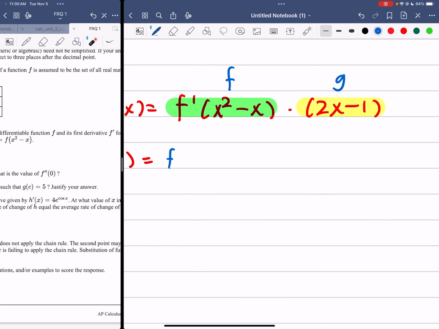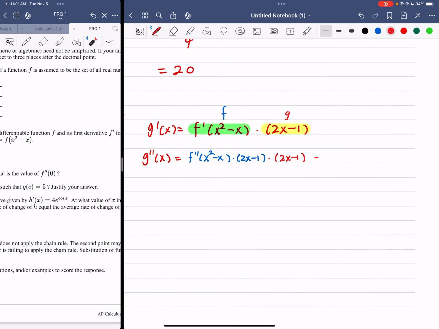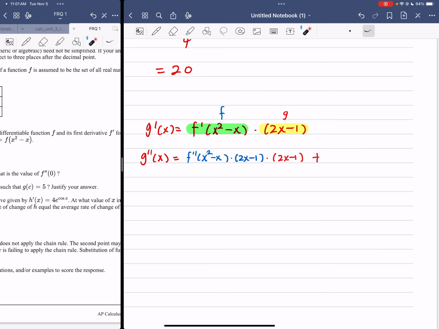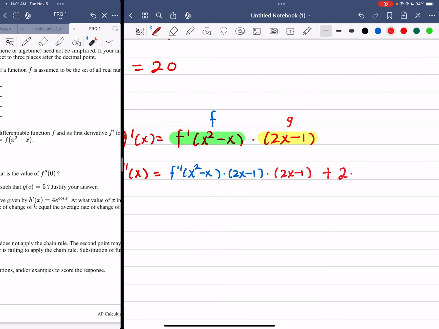So it's gonna be f double prime of x squared minus x times 2x minus 1 times, by the way, for g, let me use this color. Now this is f prime times, I gotta do another 2x minus 1, plus the derivative of this, which is gonna be 2 times f, which is f prime of x squared minus x.